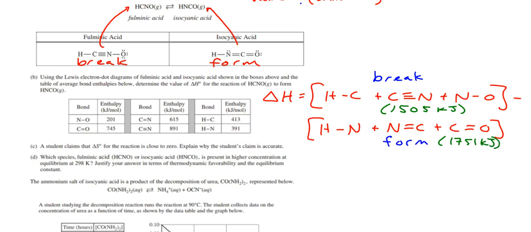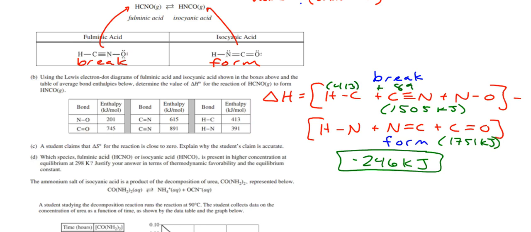So when I'm all said and done, that is not okay how I wrote it. Like, if I'm actually doing this problem, I write each number down. So, just so I've modeled this one time, I put 413, right, plus 891, so on and so forth. Okay, so I just want you to recognize if you're given bond energies, you got to break them. You got to actually break those bonds, and then you got to make new bonds.